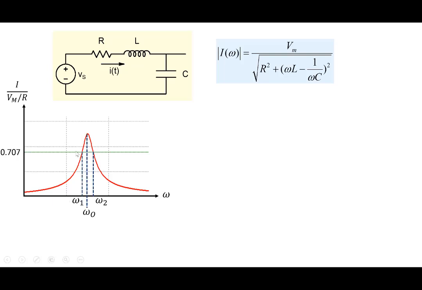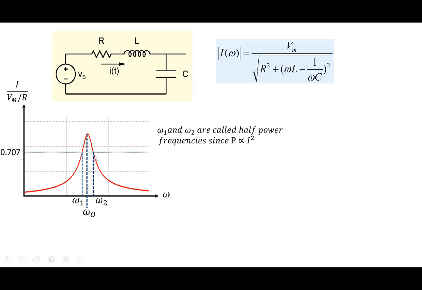Let's look at the points where the current falls to 1 over root 2, which is 0.707. The reason for 1 over root 2 is that power is the square of the current, and therefore these are also called half power frequencies. If we look at the power dissipated in resistor R, and power is 100% at resonance, then power at these points would be 50% each, because the magnitude of the current falls to 1 over root 2 and power falls to half of that.